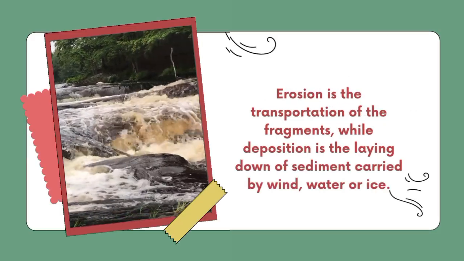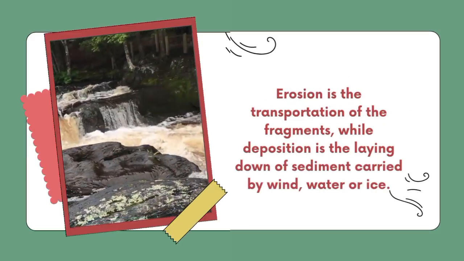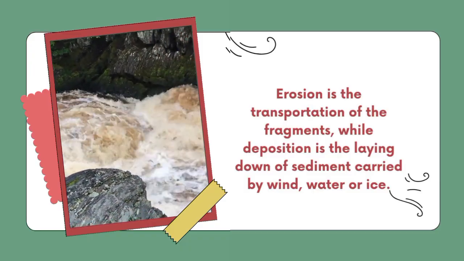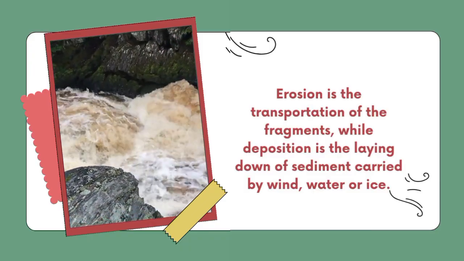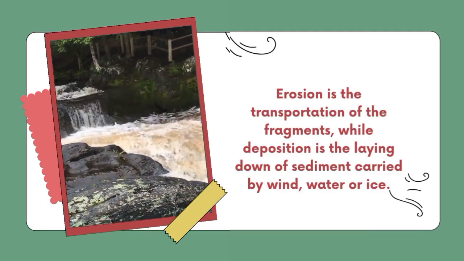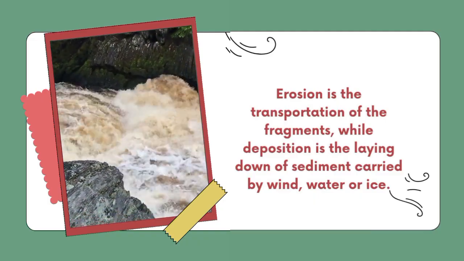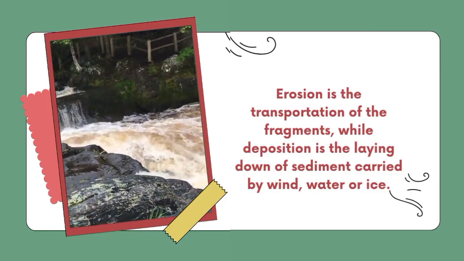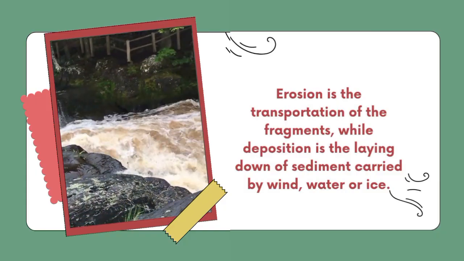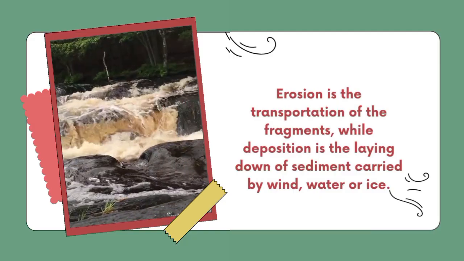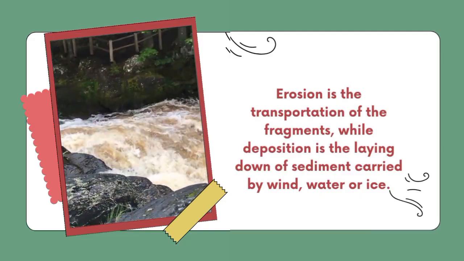The process of erosion and deposition. When we say erosion, it occurs when natural forces like wind, water, or ice transport rock and soil fragments from one place to another. And when we say deposition, it occurs when these transported sediments are finally laid down or settled in a new location.